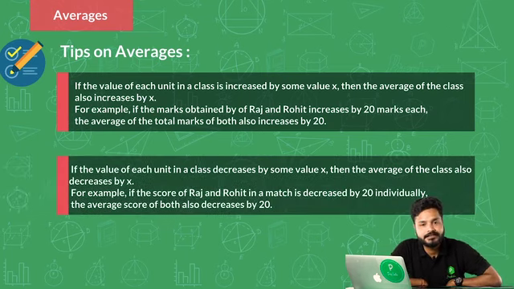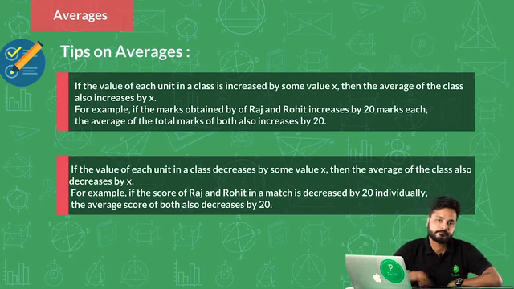Similarly, when it decreases, so when I reduce the marks by 5 each for all the students, the average will also decrease by 5. This trick can be simply used while solving questions wherein it is given that all the students' marks were increased by 5 marks each. The average will also increase by the same number which is added to all their marks.